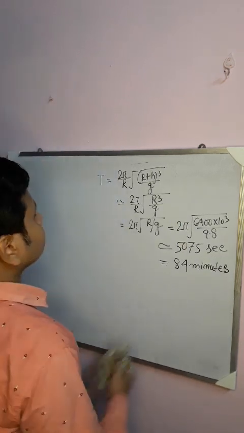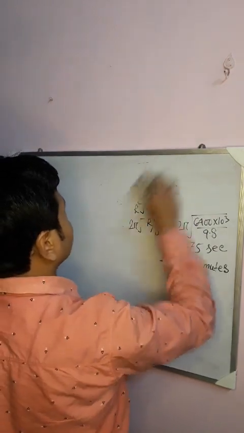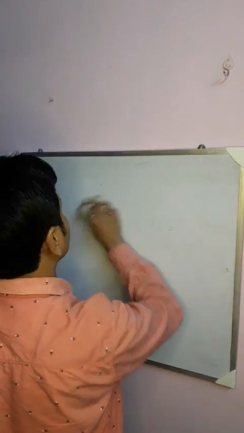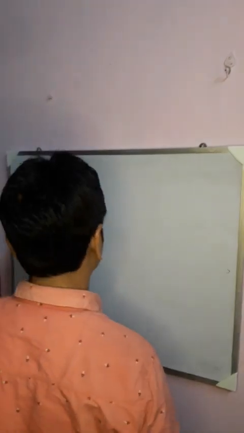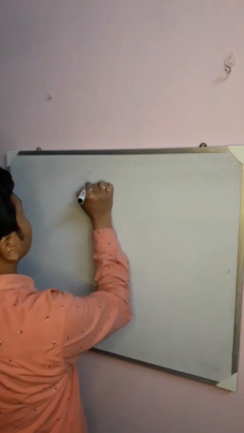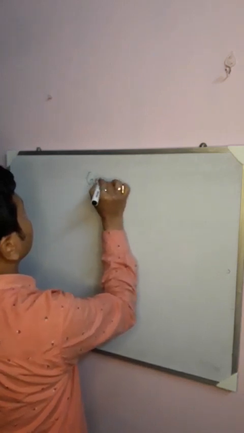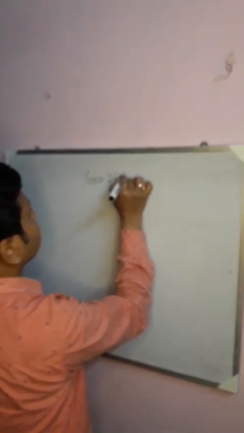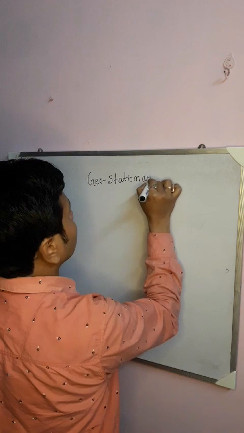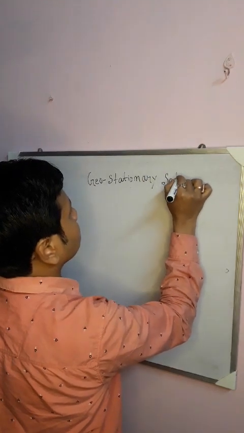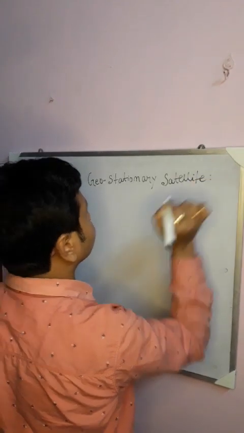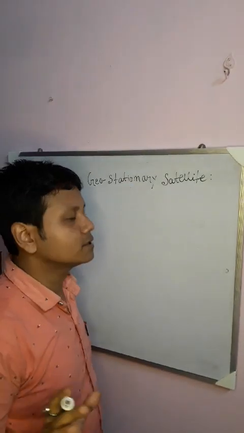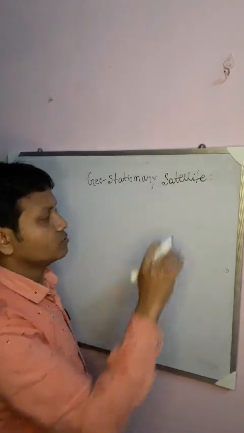Now, our second issue in today's lecture, we will discuss a special type of satellite which is called a geostationary satellite. Under what conditions is a satellite called geostationary?